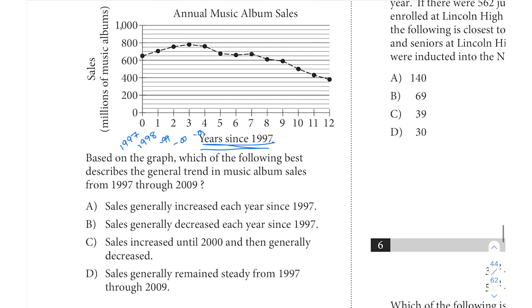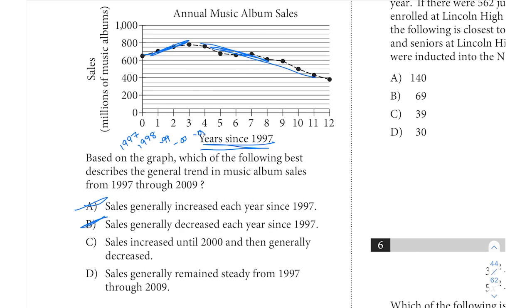So let's take a look at what we see as our answer choices here. Sales generally increased each year since 1997. Well, it looks like they increased for a while and then kind of decreased for a while in that second portion. So it doesn't look like it's a general increase since 97. It also, for B, doesn't look like it's a general decrease. We're looking for something that explains that trend upwards at first, and then a switch, and then a trend downwards.